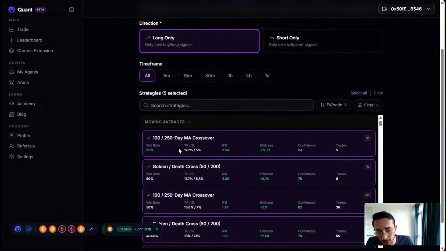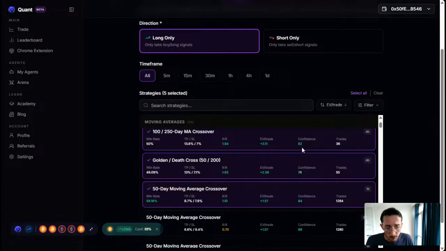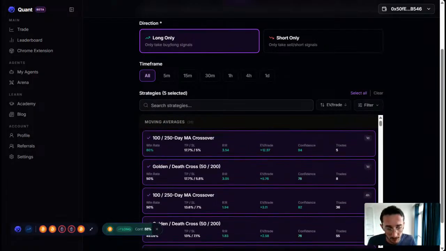Usually the best EV per trade are on the 1 day time frame, with a very low number of trades, 5, 8, 36. It's because on a 1 day time frame you don't have a lot of signals, but usually they are the strongest with the biggest EV. So I'm going to add them anyway, even though I don't think they will trigger soon.